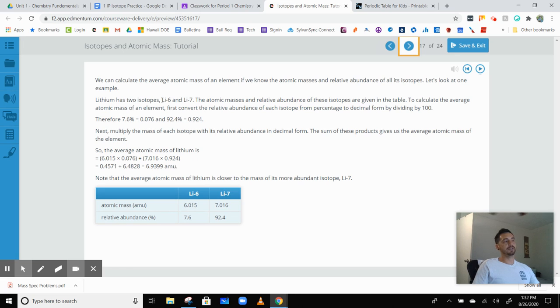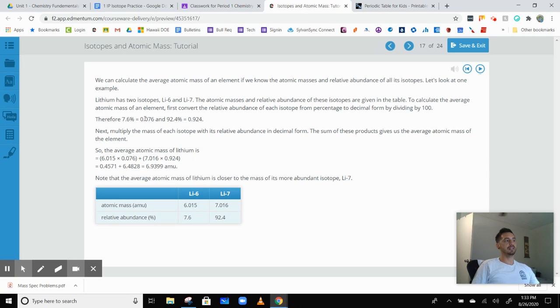So the first thing here, we have lithium, which has two isotopes, lithium-6 and lithium-7. If we want to know the average atomic mass of lithium, what we do is we take the relative abundance of each isotope and divide it by 100 to get them in decimal form. So we know that lithium-6 is 7.6% abundant. So 7.6% of all lithium atoms are lithium-6. 92.4% are lithium-7. So we convert that into a decimal by dividing by 100, and we get 0.924.